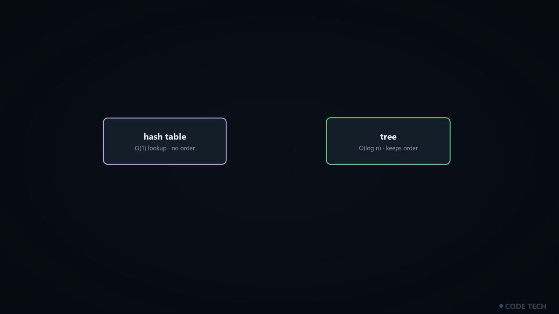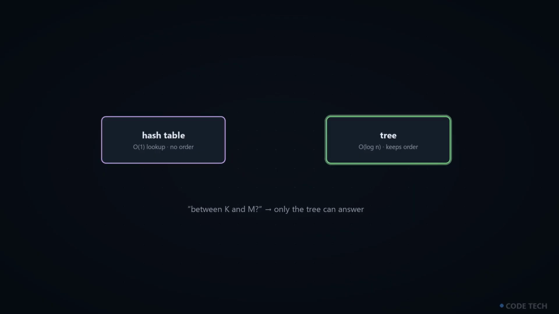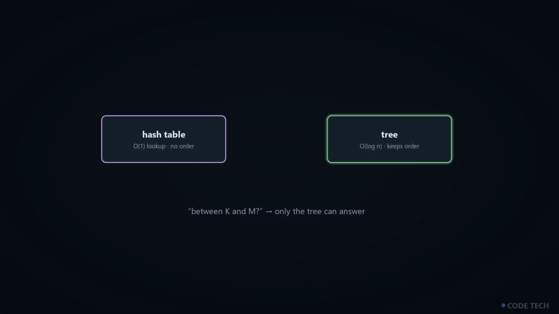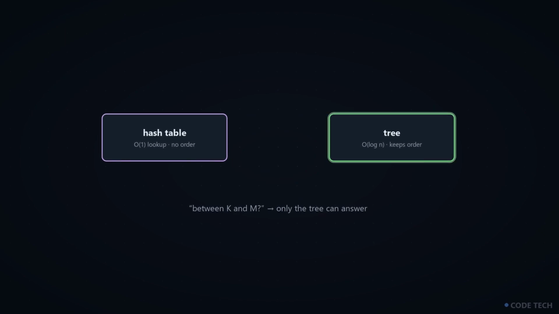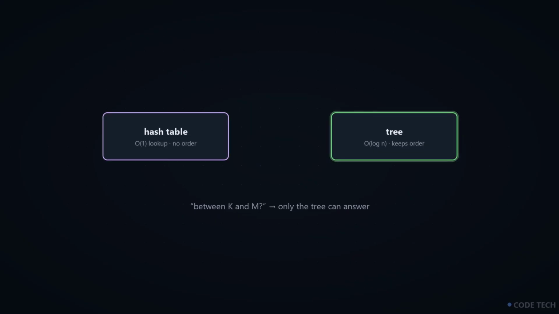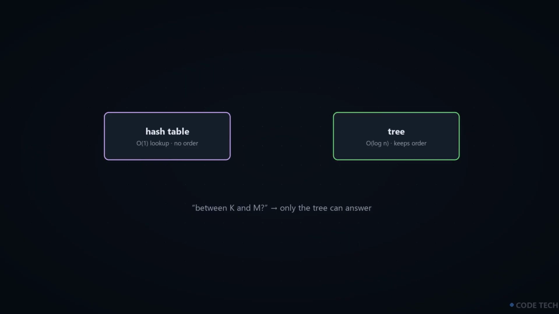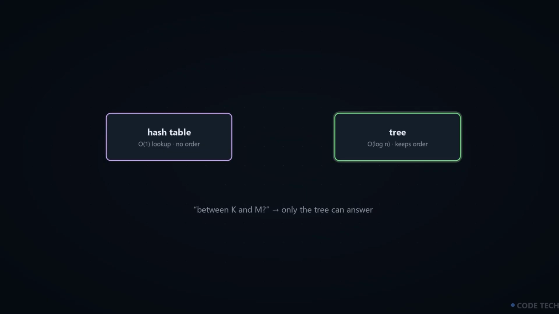So why ever use anything else? Because hashing scrambles order on purpose. Ask a hash table for everyone between K and M, and it just shrugs. Its whole trick was forgetting where things sort. Range queries, nearest neighbors, sorted listings. Those want trees, which keep order and answer in log n. Data structures are a menu of trade-offs, and Big O is the price column.